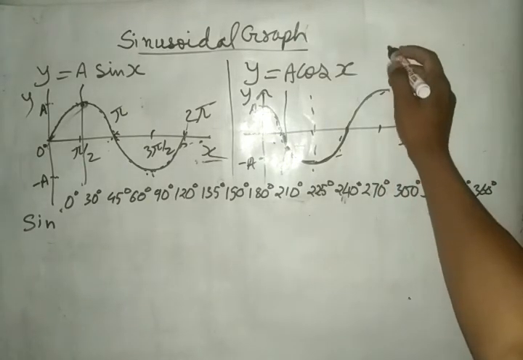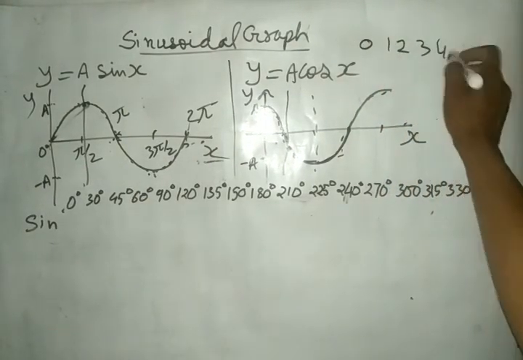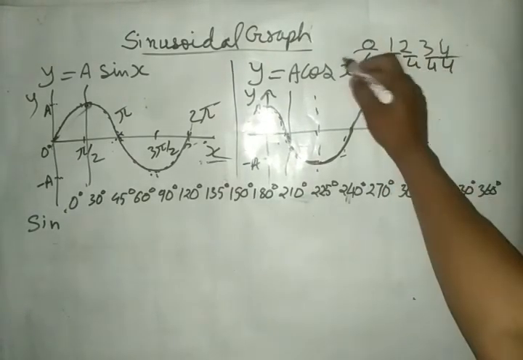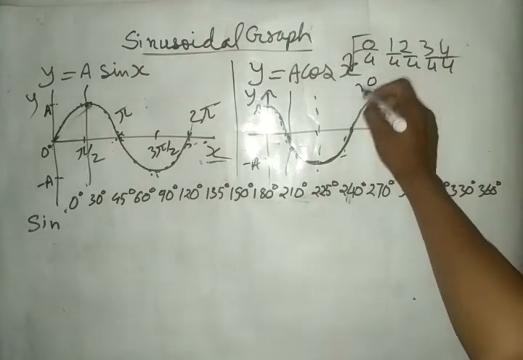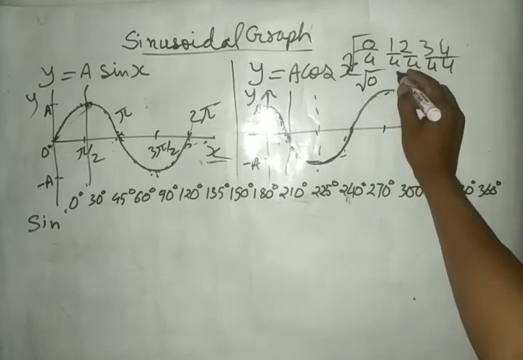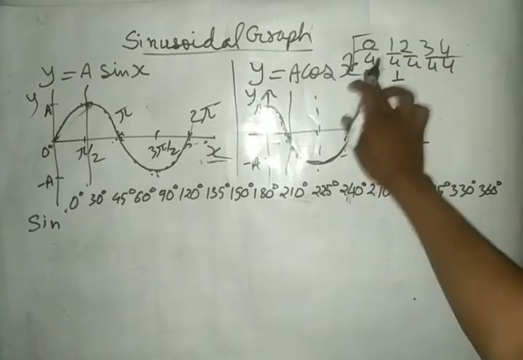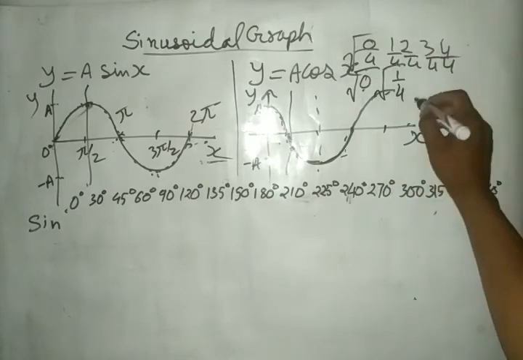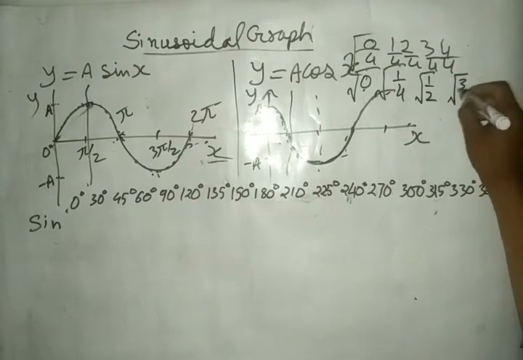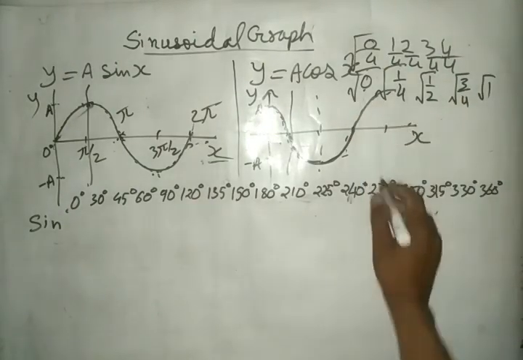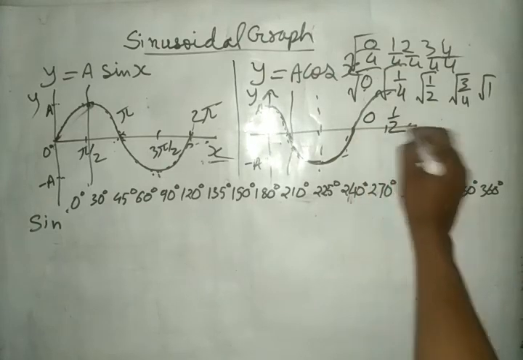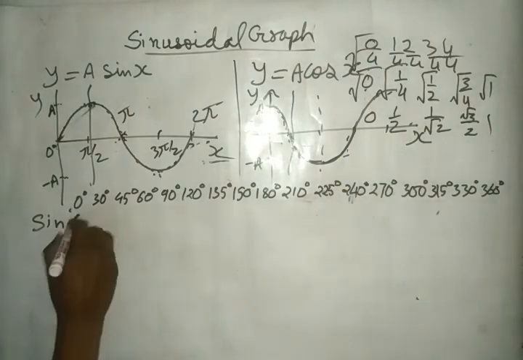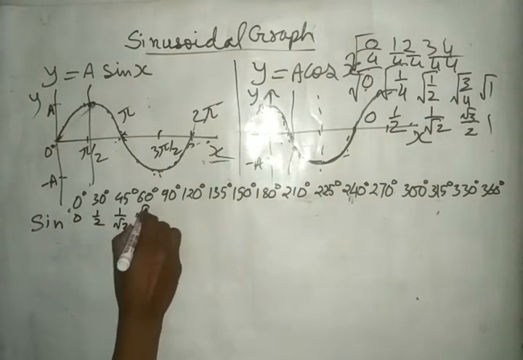So you people might know this. First write 0, 1, 2, 3, 4, then divide all of them by 4, then take the root of all of it. First becomes 0, second becomes 1 by 4, so its root, okay, I'm writing it like this, root 1 by 4, here it will get cancelled, 1 by 2 here, 3 by 4, and 4 by 4, that is 1. And after taking the root, it will become 0, 1 by 2, 1 by root 2, root 3 by 2, and 1. So put the values here: 0, 1 by 2, 1 by root 2, root 3 by 2, and 1.